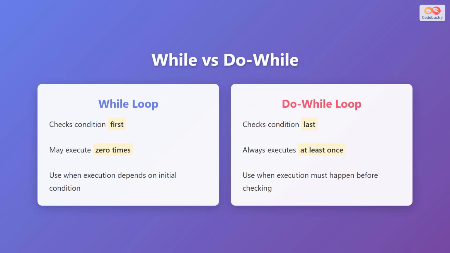Let's compare these two loops side by side. The while loop checks the condition first and may execute 0 times if the condition is initially false. Use it when the execution depends on an initial condition being met. The do-while loop checks the condition last and always executes at least once. Use it when the execution must happen before checking whether to continue. Understanding this difference helps you choose the right loop for your specific programming scenario.